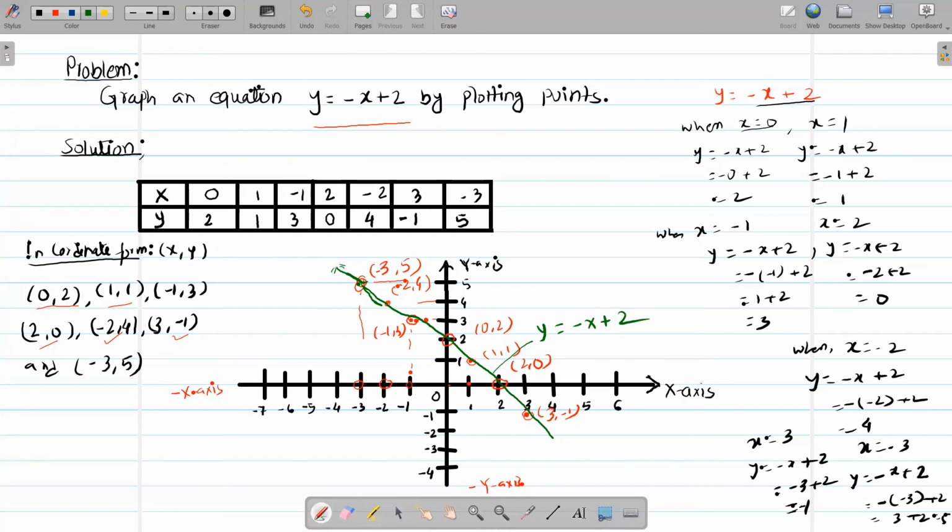So in this way you can graph an equation by plotting points. I hope this video is going to help you to graph an equation by plotting points.